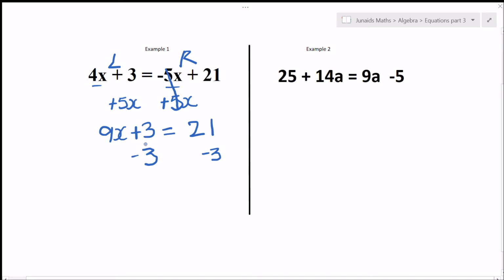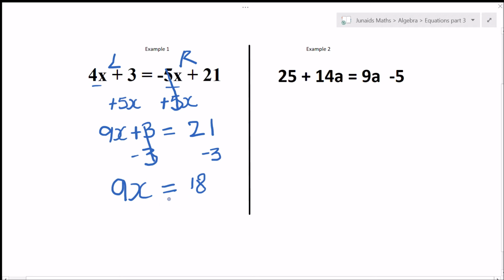And if you see now, these two are going to be cancelled. And what will we be left with? Only the 9x on the left, and what's on the right? That's 21 take away 3, which is going to give us 18. Now you can see we have come a long way from 4 terms to now just 2 terms.